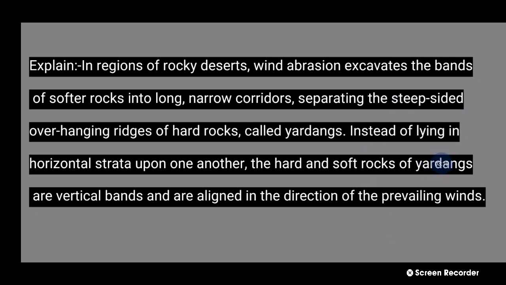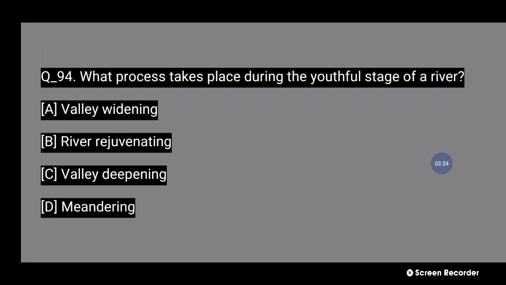Instead of lying in horizontal strata upon one another, the beds of the soft rock of the air domes are vertically bent and aligned in the direction of the prevailing winds. Next question, 94 number question কি বলছে, what is the process that takes place during the youthful stage of a river? এই চারটি অপশনের মধ্যে কোনটি হবে?